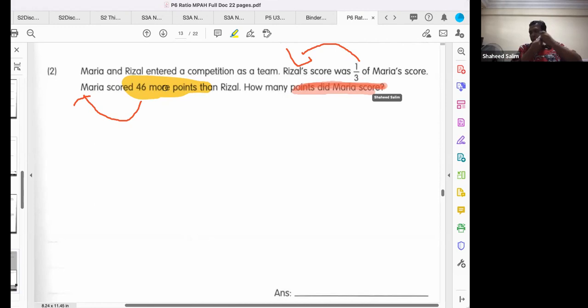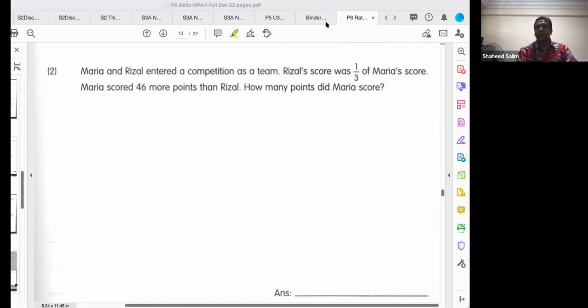So this one you got to be careful. Okay, 1 is for Rizal, 3 is for Maria. But Maria scored more, no? Maria scored more. So how many units is 46? You need to know that. I will summarize what Kashril has done here. He already indicated Rizal 1 unit. Maria 3 units. So this 46 marks, how many units is it?